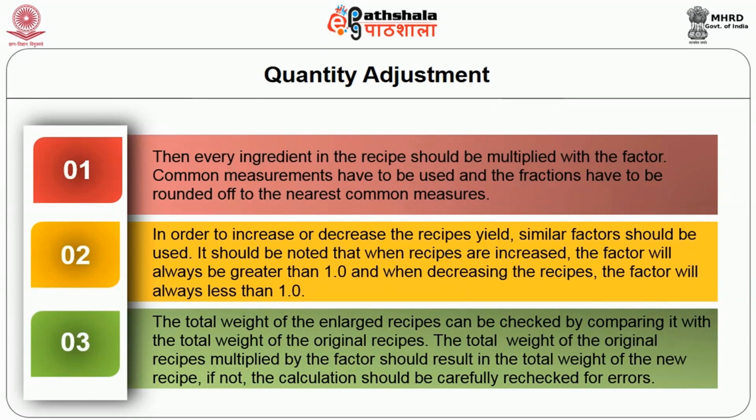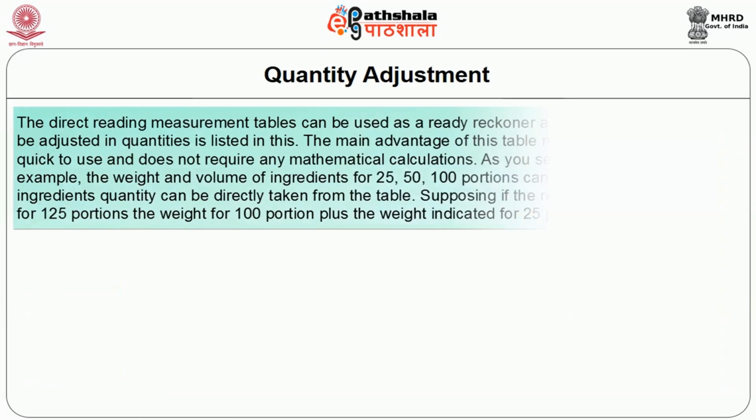The total weight of the enlarged recipes can be checked by comparing it with the total weight of the original recipes. The total weight of the original recipes multiplied by the factor should result in the total weight of the new recipe. If not, the calculation should be carefully rechecked for errors.